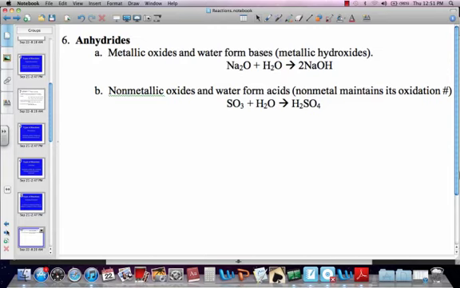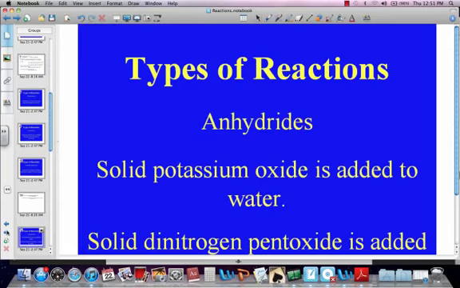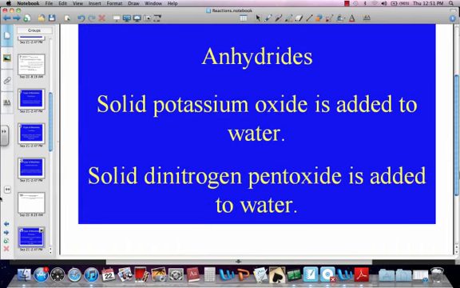So with that in mind, for anhydrides, try both of these. There's two reactions here. Solid potassium oxide is added to water. Solid dinitrogen pentoxide is added. That should say to water. To water. There we go.